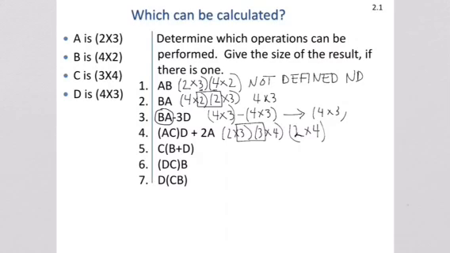And so that 2 by 4 would multiply D. D is a 4 by 3. So that operation is also defined because the number of columns of the product AC is equal to the number of rows of D. So the result of that would be 2 by 3. And we want to add to that 2 times A. A is 2 by 3 as well, so the component-wise addition is defined. And so the result there is going to be this size, 2 by 3.